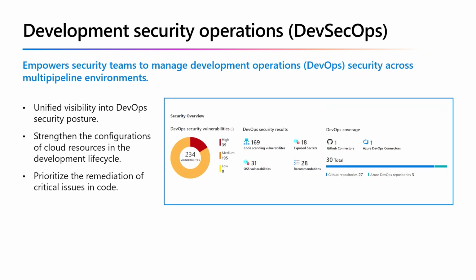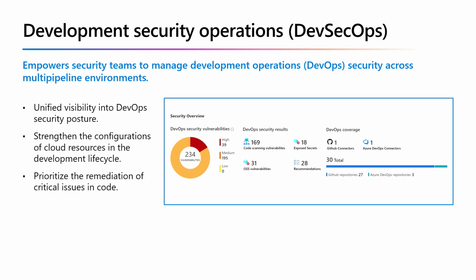Defender for DevOps is a service available in Defender for Cloud that empowers security teams to manage DevOps security across multi-pipeline environments. Defender for DevOps uses a central console to empower security teams with the ability to protect applications and resources from code to cloud across multi-pipeline environments such as GitHub and Azure DevOps, and findings from Defender for DevOps can then be correlated with other contextual cloud security insight to prioritize remediation of code.